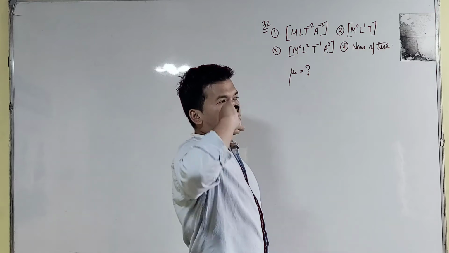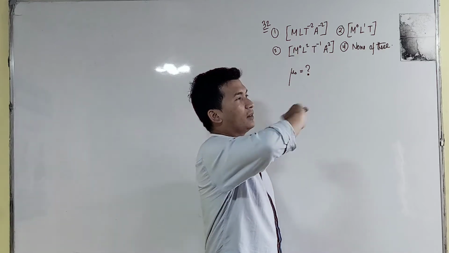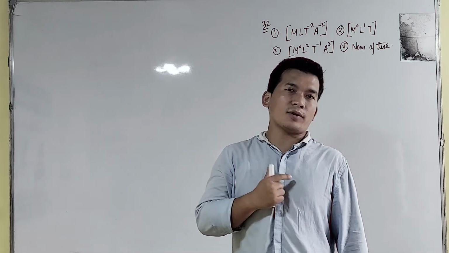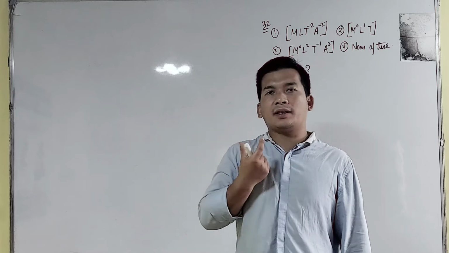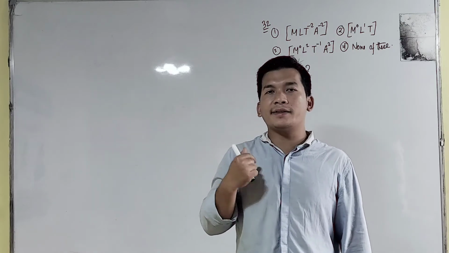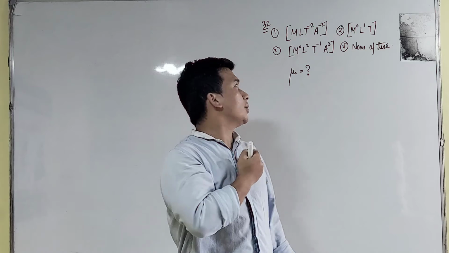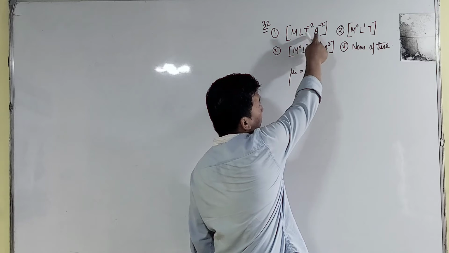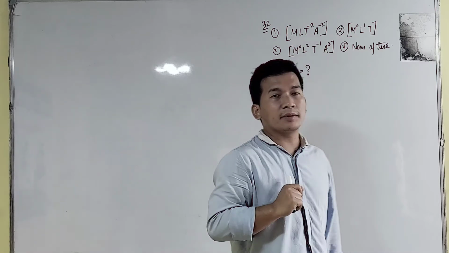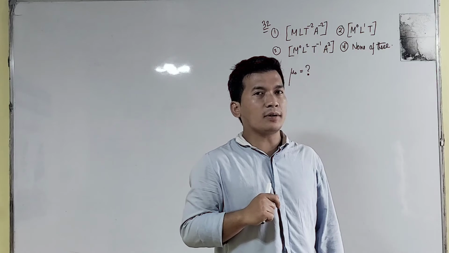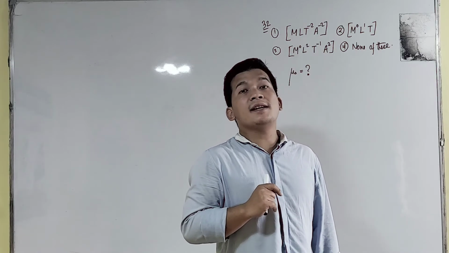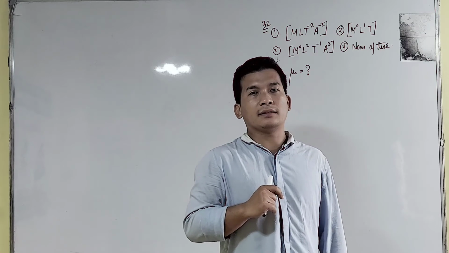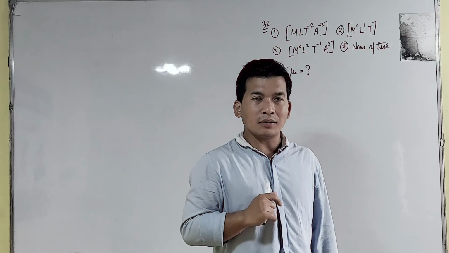First of all, you just have to look at the options. The question is clearly mentioned, and that's very easy. In these options we have M, which stands for mass, L, T, and what is A? Here A is not the area; A represents current.